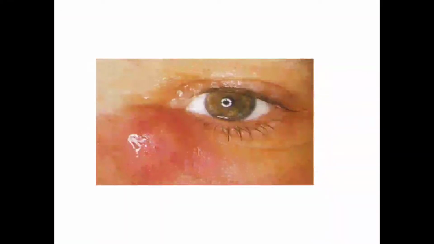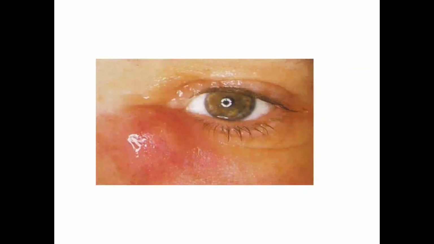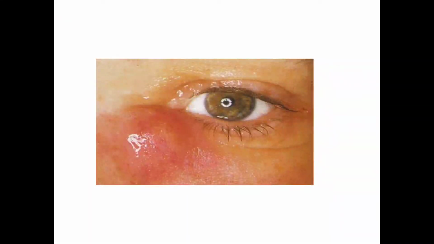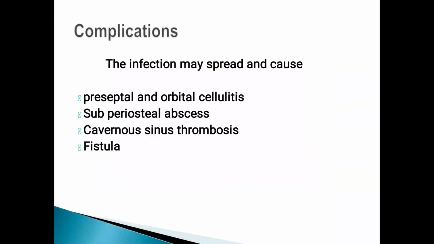So this is a photograph showing how acute dacryocystitis presents. Please note that there is a swelling in the sac area, and it is red in color, indicative of acute inflammation. And there will be tenderness also. When we press, the patient will have pain, and there may be formation of pus, an abscess in the lacrimal sac area, and this abscess may burst, leading to lacrimal fistula.